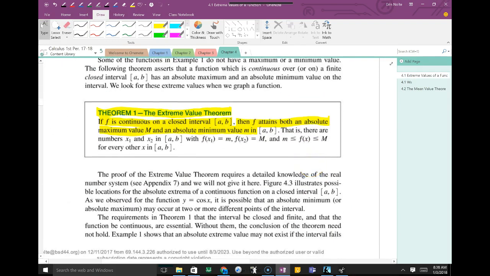This is an interesting theorem. It probably isn't necessary that you write it down, but it helps with some of the little details. It's the extreme value theorem. If f is continuous on some closed interval, then if our function is continuous between some a and some b value, our function is going to contain an absolute maximum and an absolute minimum. So there's a max and there's a min. That's it.